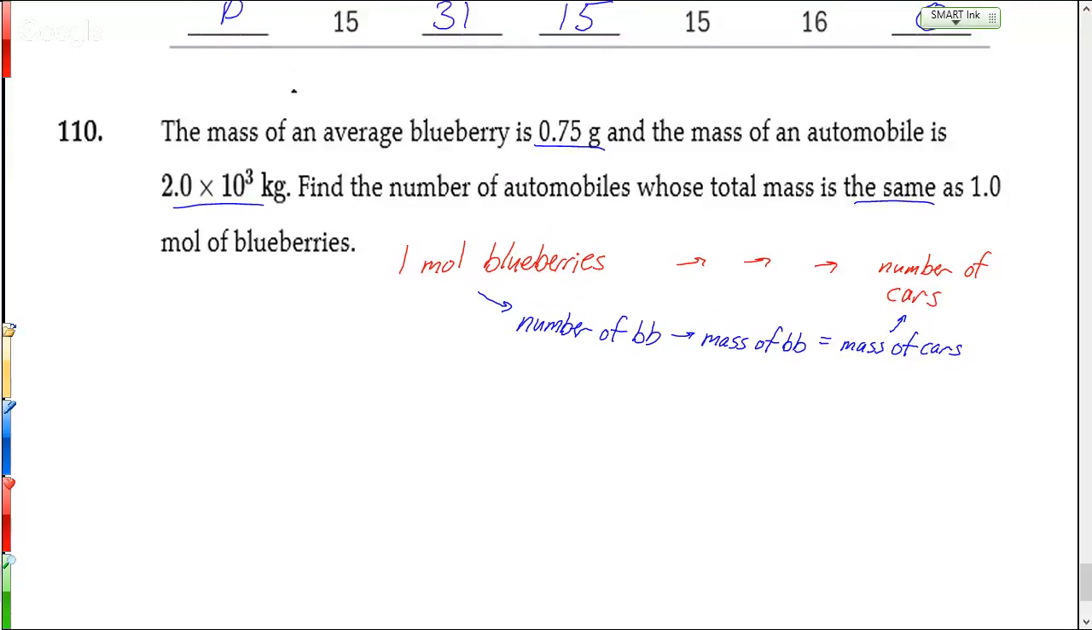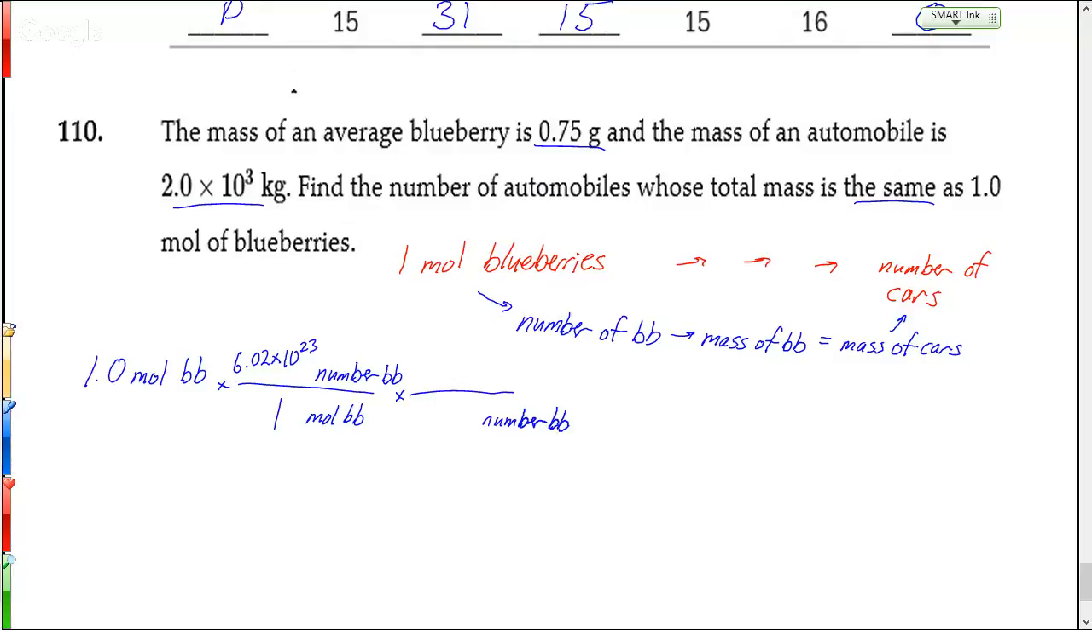So let's set that up. One mole of blueberries. So I'm going to cancel mole of blueberries and instead get number of blueberries because I know that there's this many in a mole. See that step so far? Then I can cancel my number of blueberries and instead have a mass. And I'll not label that because we're going to go between blueberries to cars. So we're just going to say total mass because I know there's 0.75 grams in a blueberry.